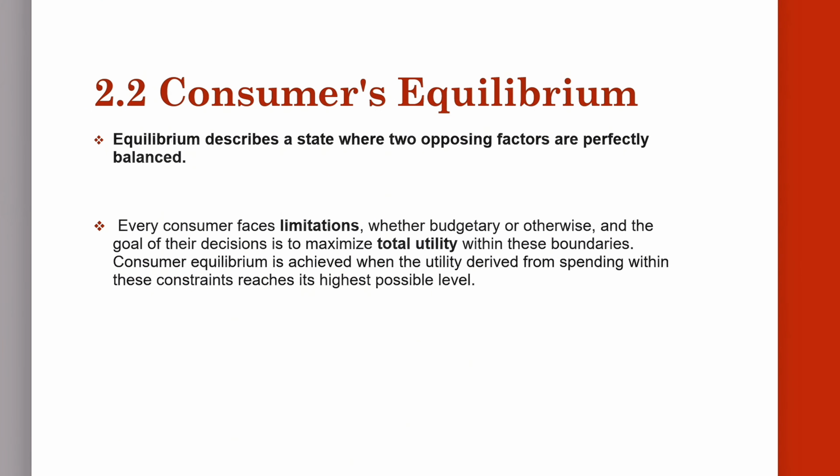Think of it like balancing a scale. On one side, you have preferences, what you want, and on the other side, you have your constraints, what you can afford. The consumer's job is to find a sweet spot where they are happiest without overspending.